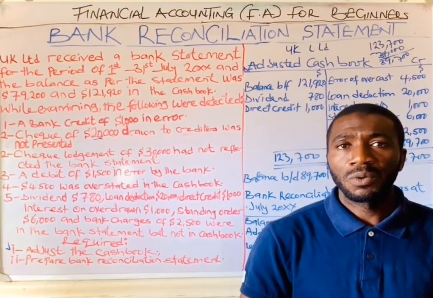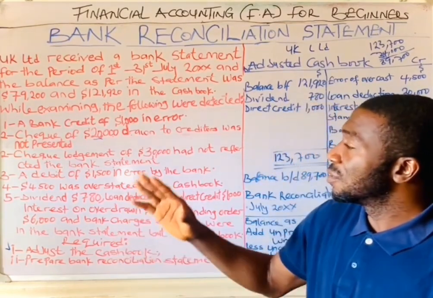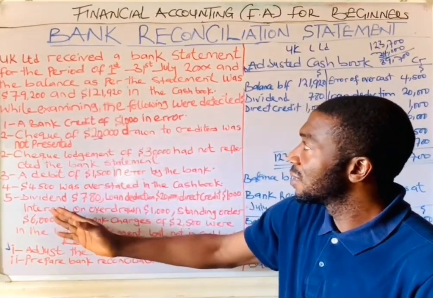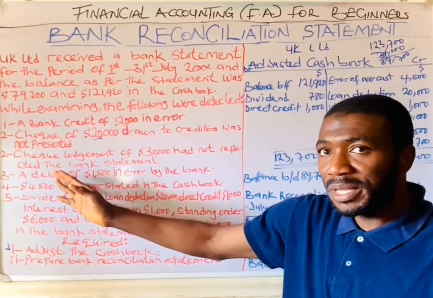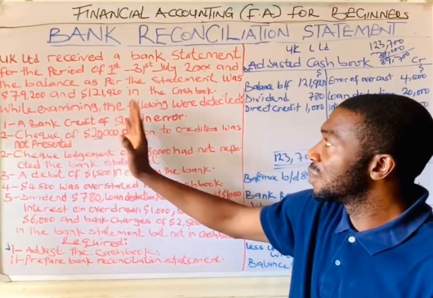In our next video, we're going to look at more examples that are more practical. We're going to put bank statement figures as they should be in the bank statement and in the cash book. So we'll now be reconciling.